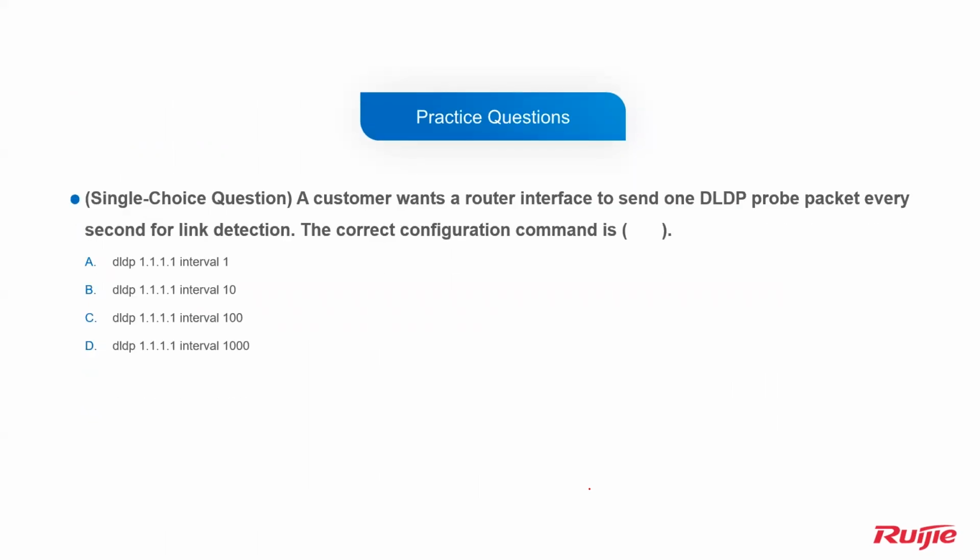First, a customer wants a router interface to send one DLDP probe packet every second for link detection. Which of the following commands is correct? DLDP 1.1.1.1 interval 1, interval 10, interval 100, interval 1000. As we have seen, it is C.